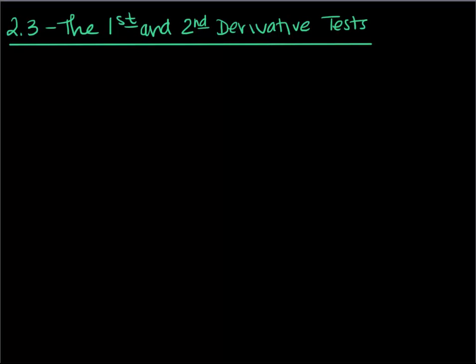Hi, we are going to talk about 2.3 today, the first and second derivative tests. What I want to do first is a definition, and then I want to write down the first derivative test for you. And I'm just going to do two examples, I guess that's not a bunch. And then we'll do the second derivative test and I'll do some examples.